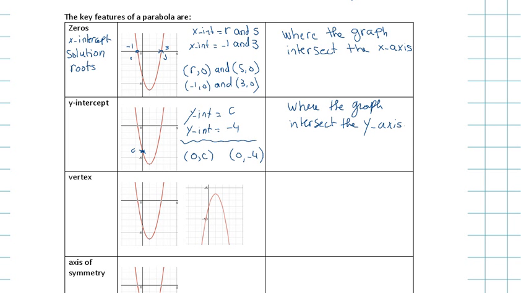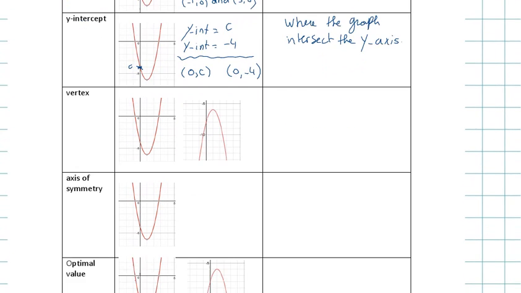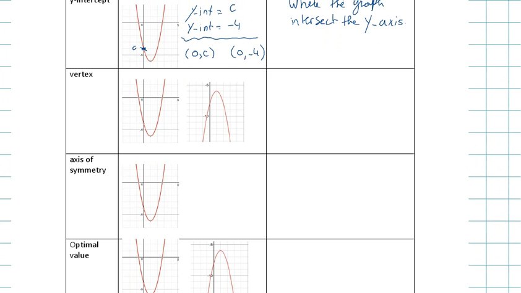The vertex. What's a vertex? The turning point, right? It's a point where your graph either turns this way or that way, right? So in this case, they gave you two different examples. So this is the vertex, okay?